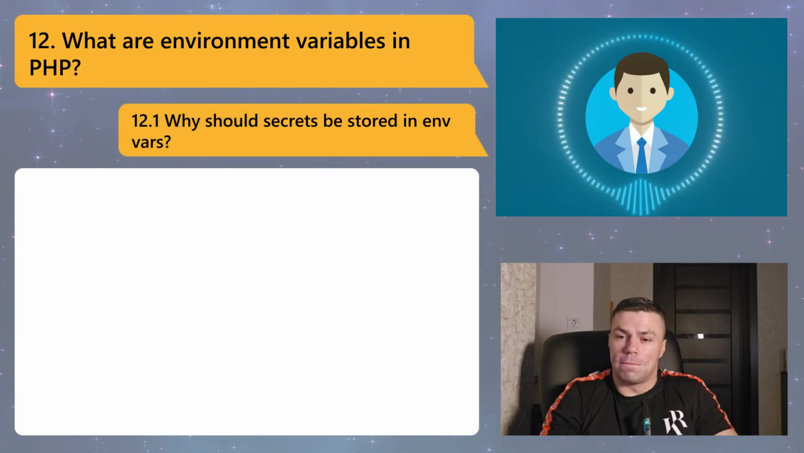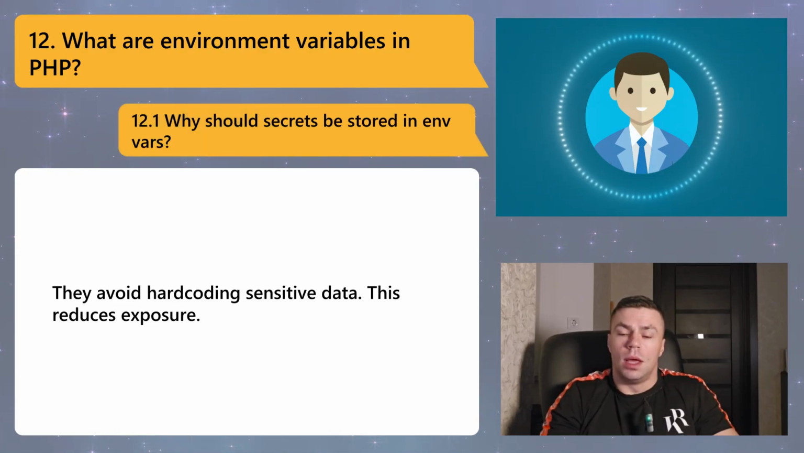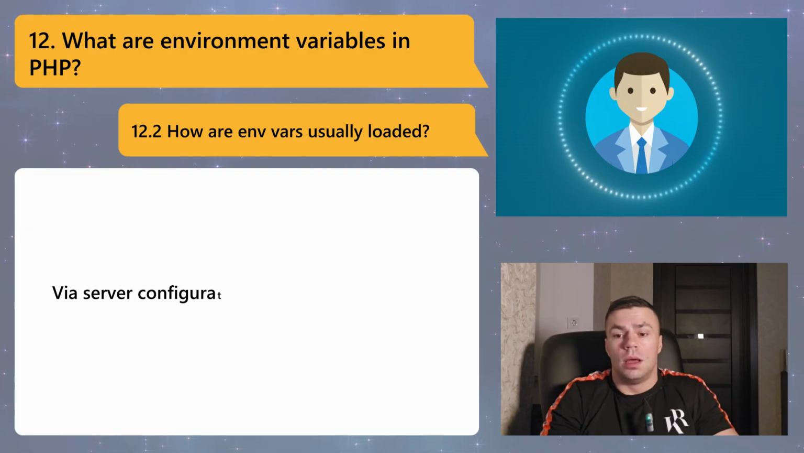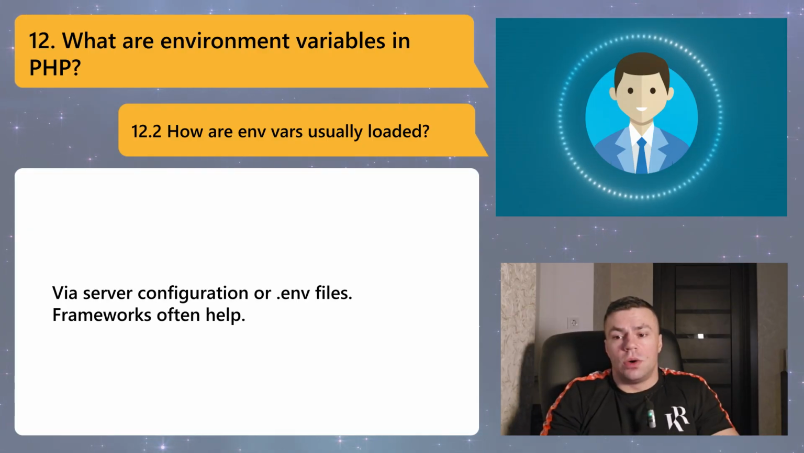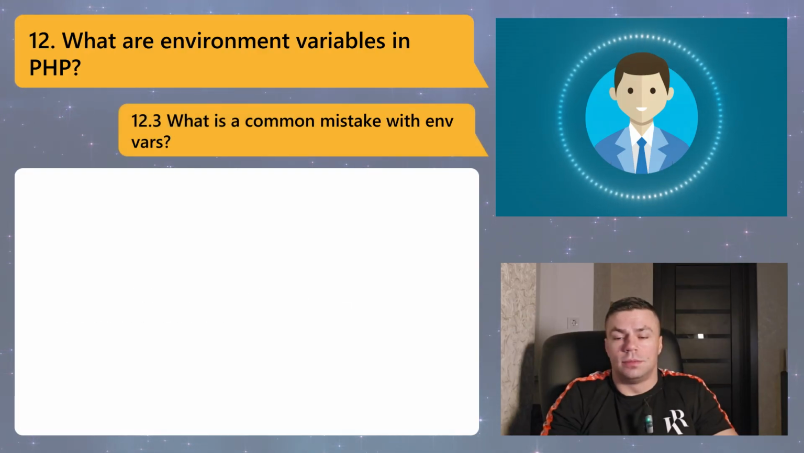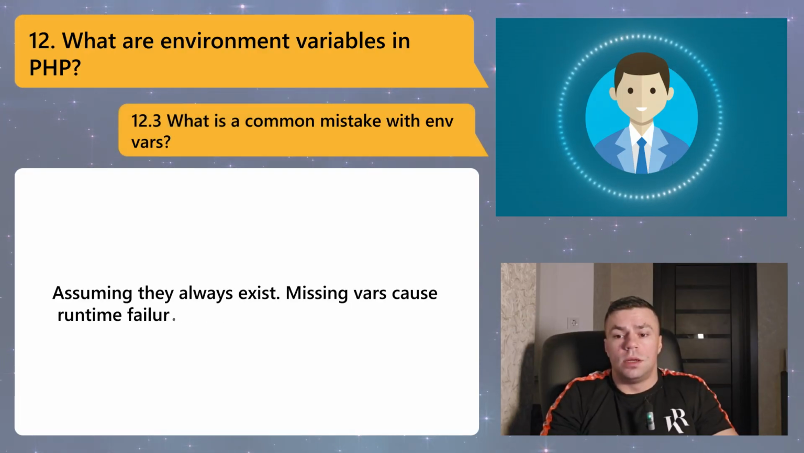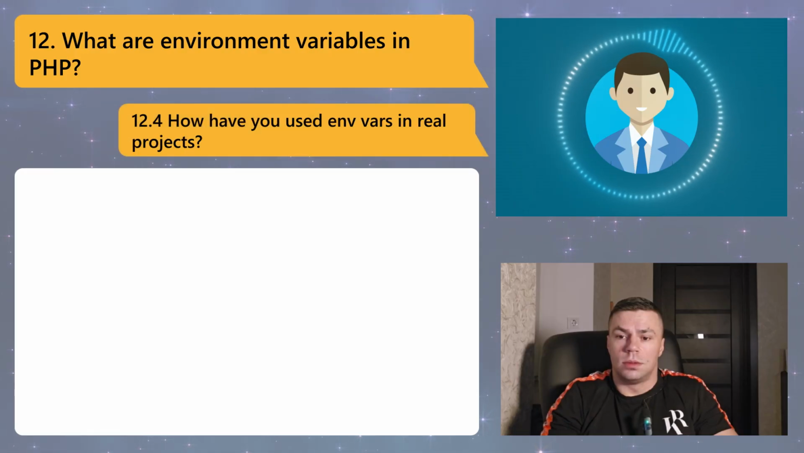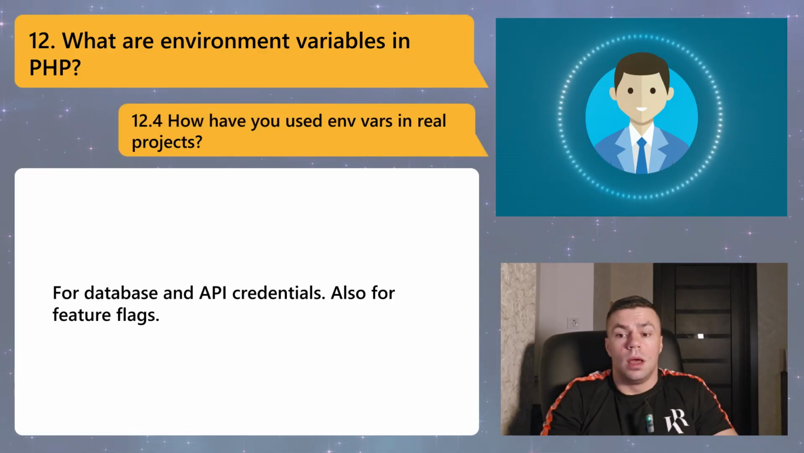Why should secrets be stored in environment variables? They avoid hard-coding sensitive data. This reduces exposure. How are environment variables usually loaded? Via server configuration or .env files, and frameworks often help. What is a common mistake with environment variables? Assuming they always exist. Missing variables cause runtime failures. How have you used environment variables in real projects? For database and API credentials, also for feature flags.